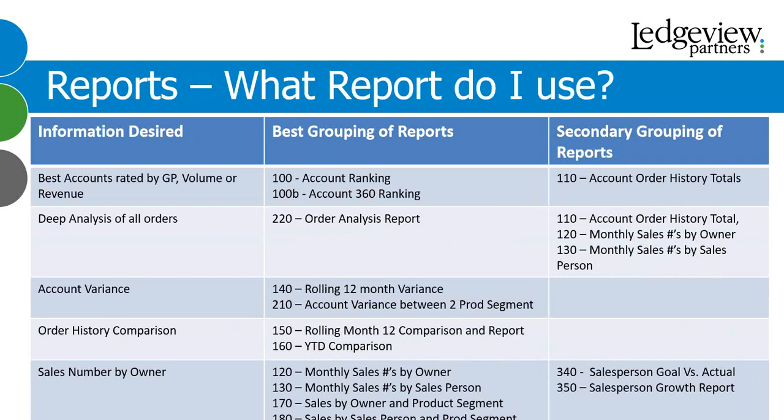120 and 130 are those monthly sales numbers, and then 170 and 180 are overall sales by owner or by salesperson and by the product segment. Reports 340 and 350 are great secondary ones, but they're going to look more at goals and growth of your specific salesperson.